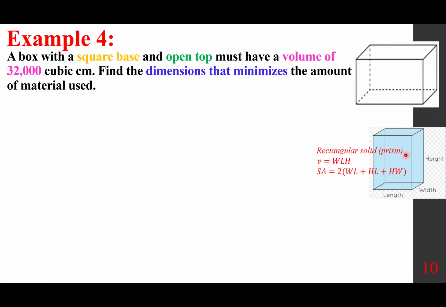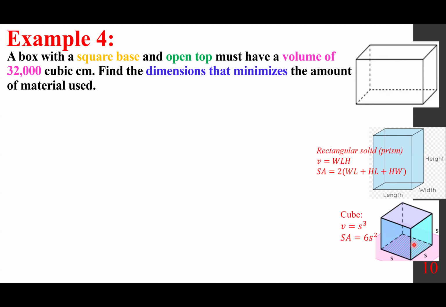Surface area is like gift wrapping. So the width times the length, the height times the length, the height times the width. Each one has two of them. For example, the bottom and the top are the same. That's why we multiply by 2. Cube, where all sides are equal, the volume is s cubed, and the surface area is 6 times s squared. Just to remind you of the information about this concept here.